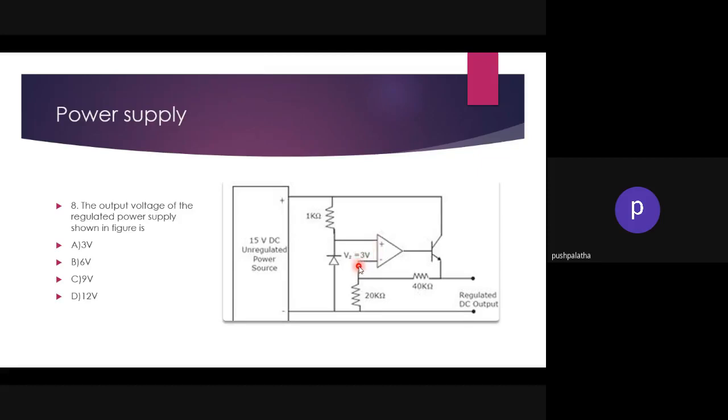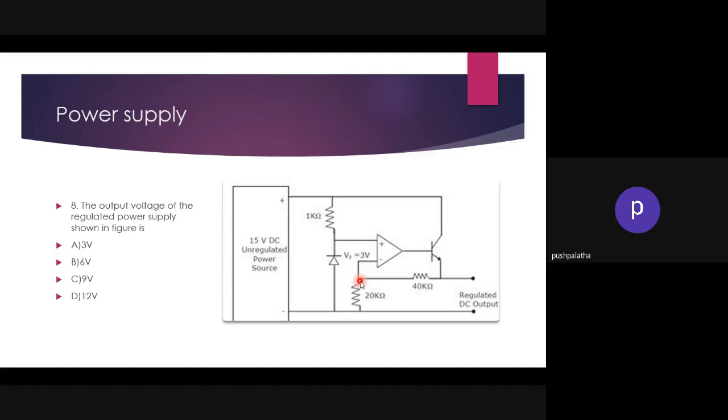Obviously, what is the value at this inverting terminal? Here also it is 3 volt only. This 3 volt is connected to what? Connected here. We have two resistors, so we can go for a voltage divider option. Through the Zener, the non-inverting terminal value is 3 volt. So obviously for the inverting terminal also it is 3 volt only. So here it is connected to the emitter.